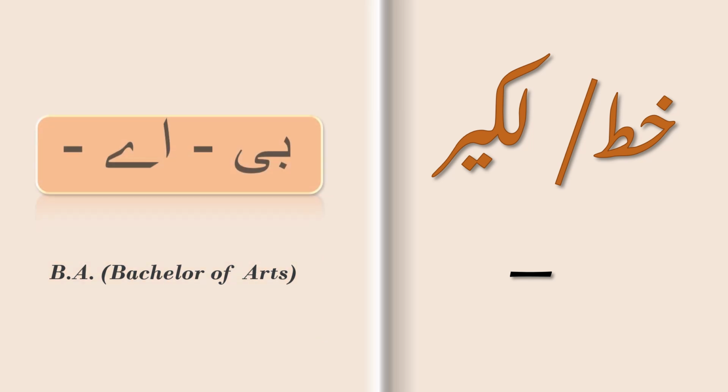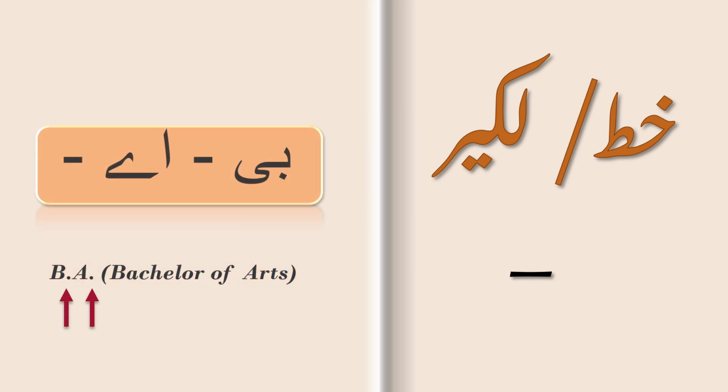Khat or Lakir. It is a small dash. Certain abbreviated words in English contain period, and in Urdu, this period is replaced by dash.